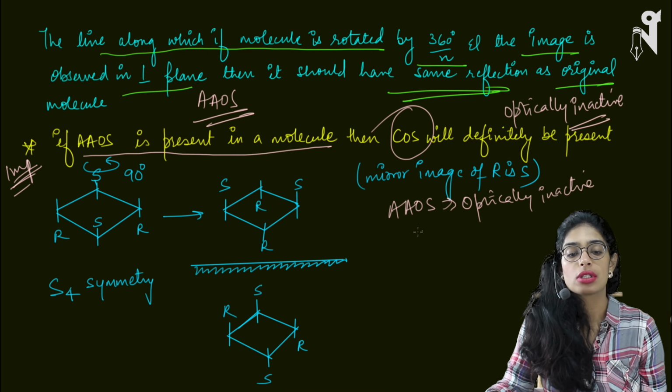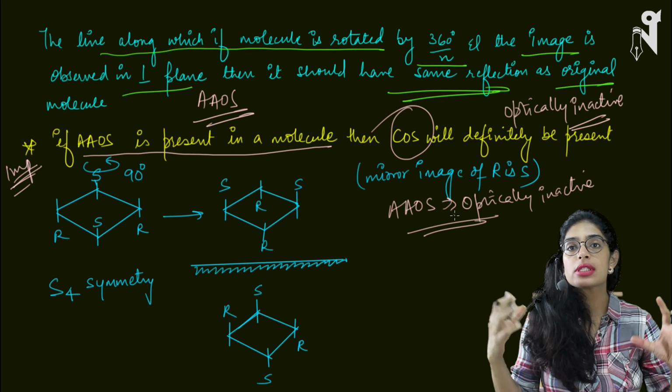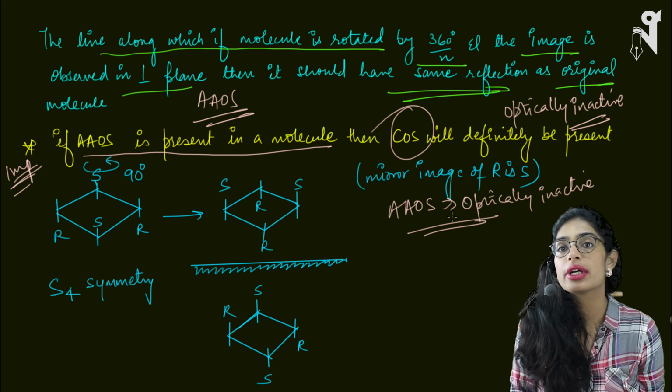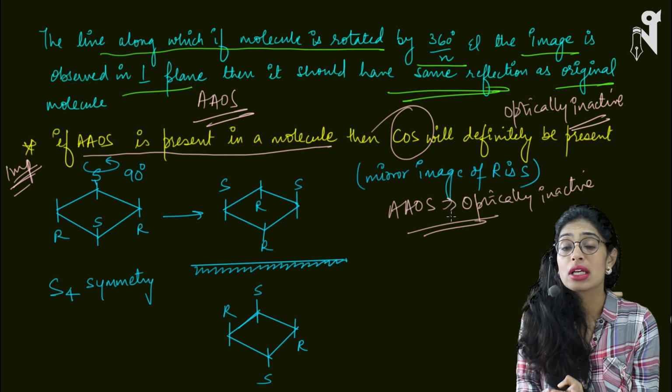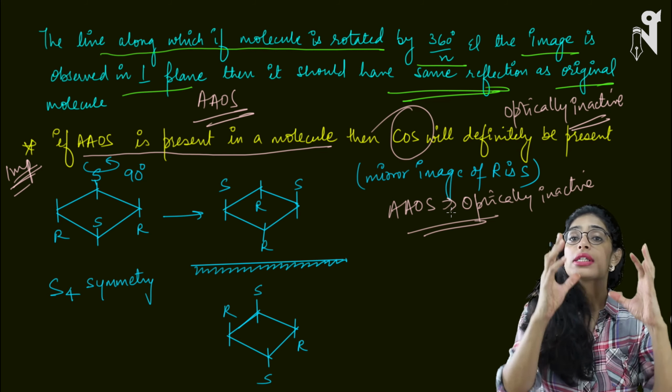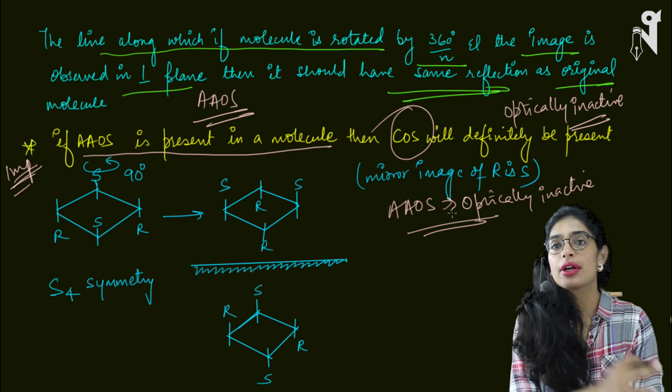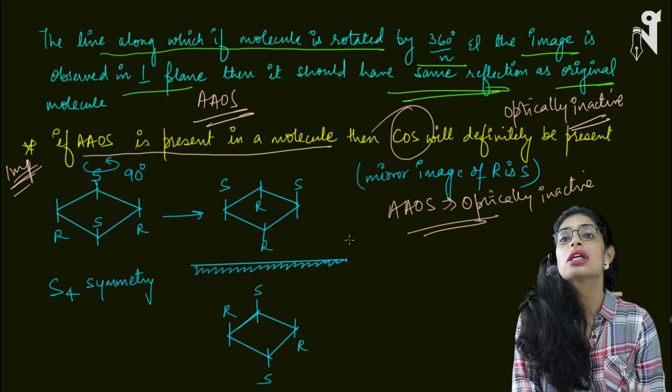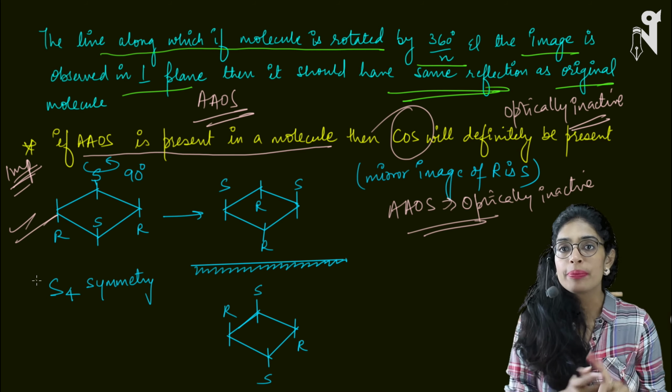If they ask you such a question, they don't give you POS and COS and they just talk about the alternate axis of symmetry. If it is present, then it is completely optically inactive because COS would be present, and the condition for a compound to be optically active is that POS and COS must not be present.